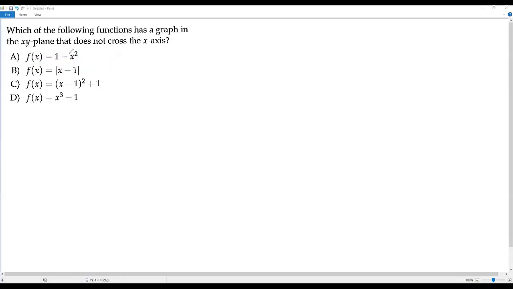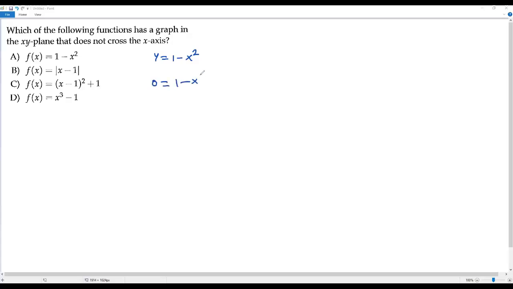Okay, now let me rewrite the function in option A by replacing f of x by y. So then I'm getting y equals 1 minus x squared. Now to check whether the graph of this function crosses the x-axis or not, I'm going to plug in y equals 0, because at the point where the graph crosses the x-axis, the y coordinate will be 0. So let me plug in y equals 0.